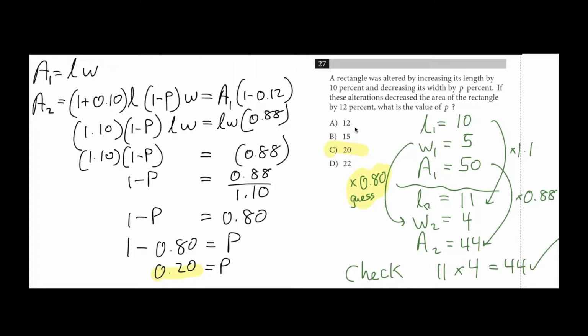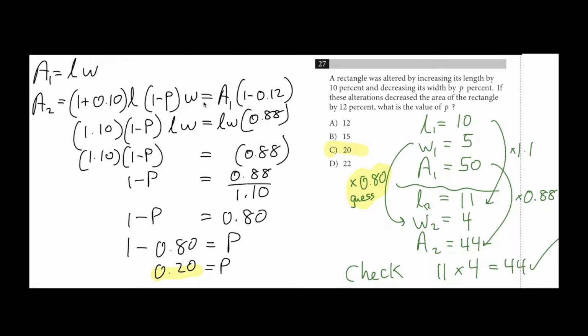A rectangle was altered by increasing its length by 10%. So a rectangle, here's the original, and then the second area is going to have its length increased by 10%. If you were to multiply L by just 1, that wouldn't change anything, but if you multiply it by 1.10, then that would increase it by 10%. If you wanted to decrease it by a p%, you could multiply the width by 1 minus p.